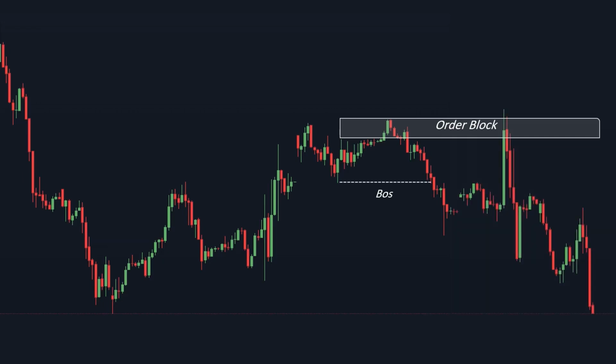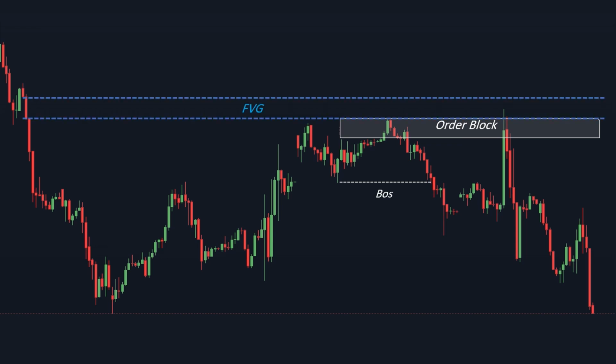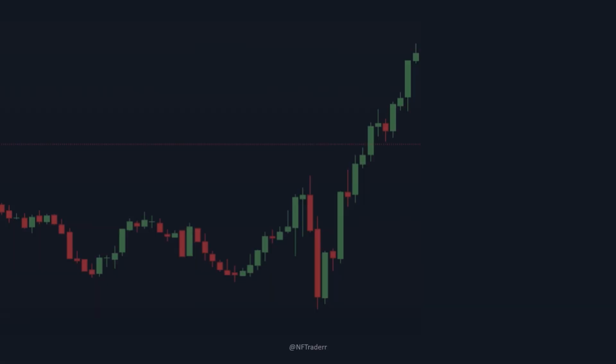According to the hierarchy of PD arrays, price would violate the order block and react from the fair value gap instead. This happens most of the time, and understanding this will definitely help you avoid unnecessary losses trading order blocks.